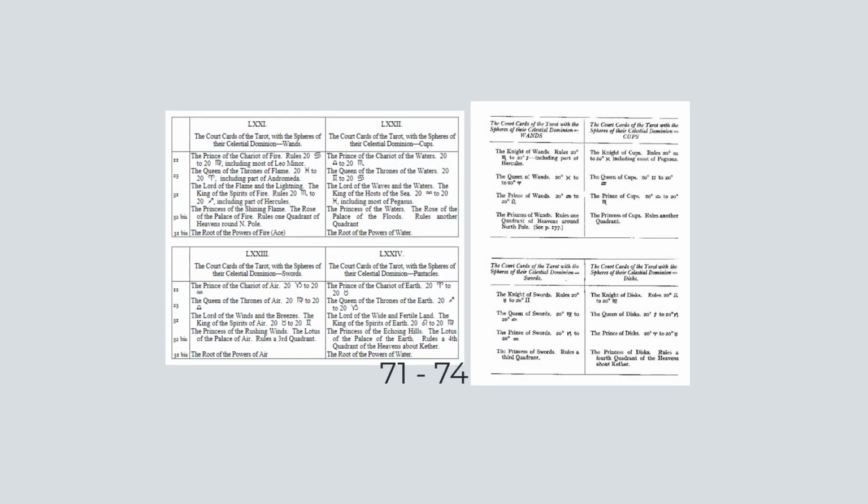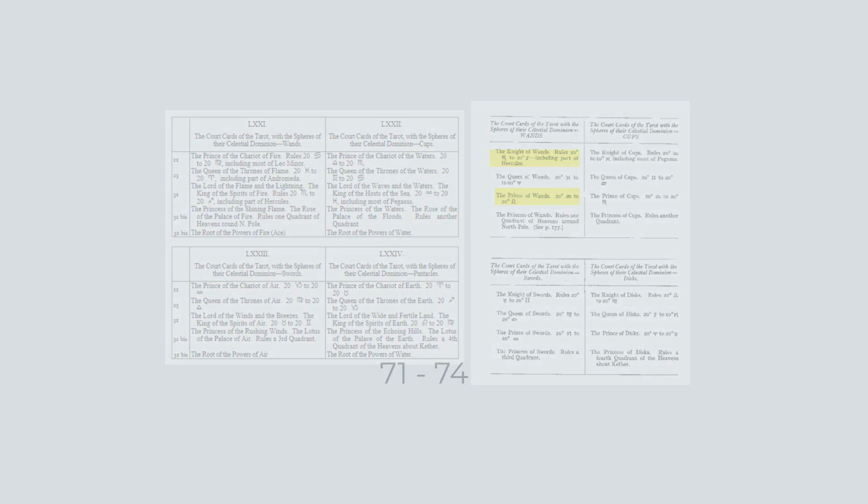Columns 71 to 74, the court cards. The Golden Dawn give more information than is found in the Book of Thoth, including the aces and the key scale. The princes and kings in the Golden Dawn table have been transposed in the Book of Thoth.